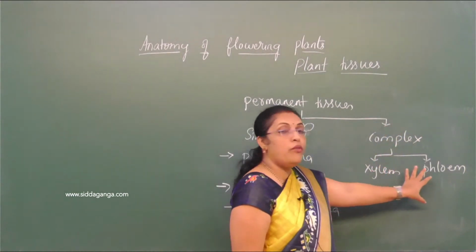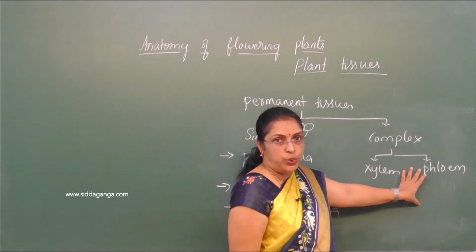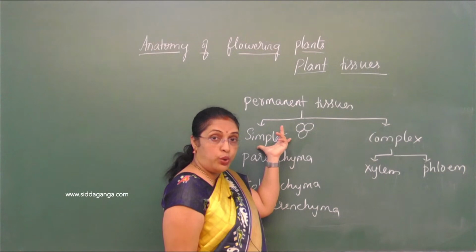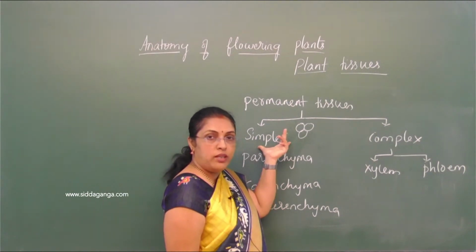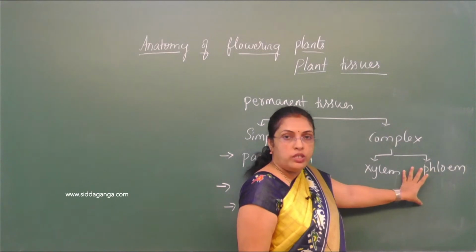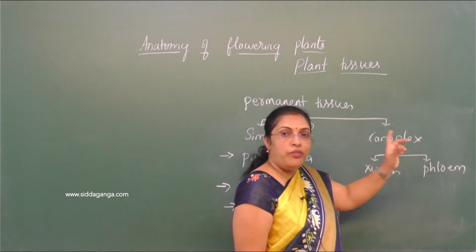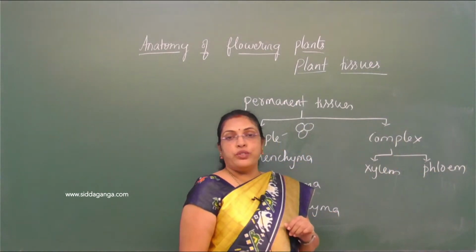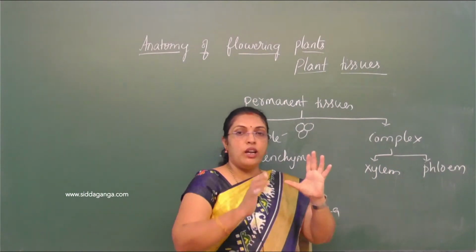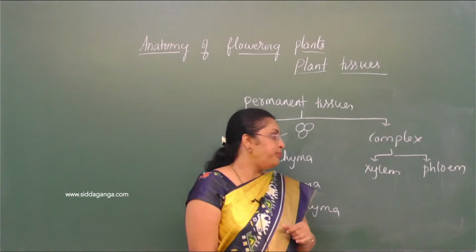Xylem and phloem are heterogeneous tissues. Simple permanent tissues are homogeneous tissues. Homo means same, they have similar cells. Here xylem and phloem are heterogeneous tissues because they are made up of different types of cells, or dissimilar cells, performing function as a set of functions.